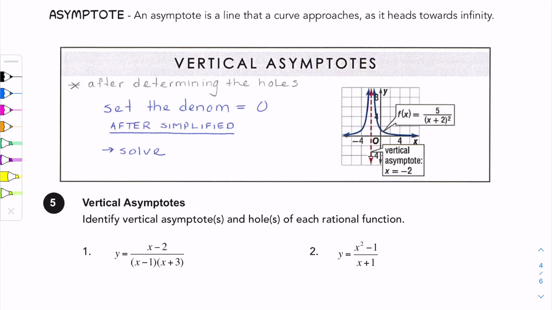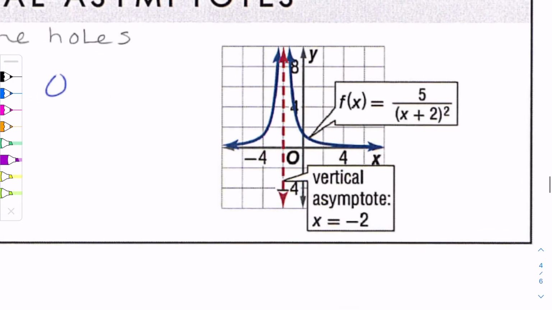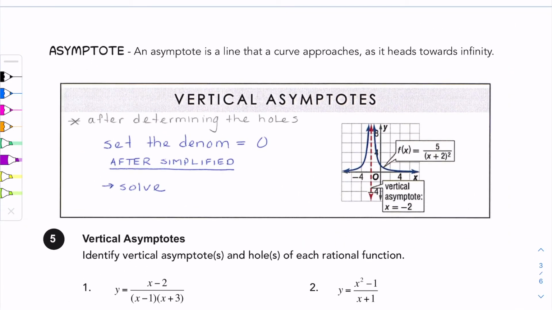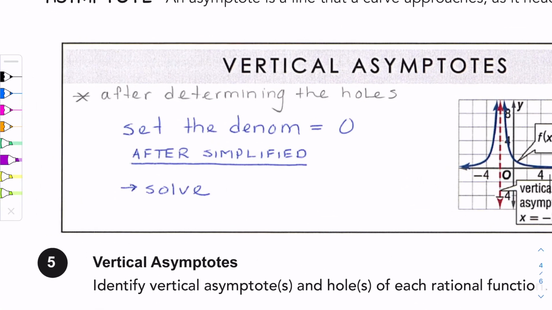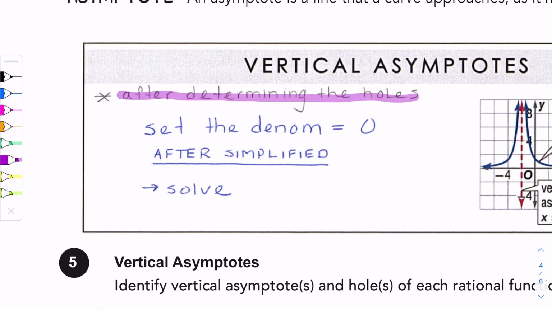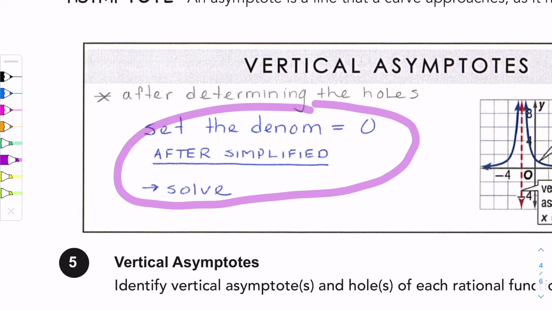You have to find vertical asymptotes after you find the holes because they are found after you simplify or after you take out the hole. You can see that a vertical asymptote is a line that the graph approaches and never touches or crosses. Again, we have talked about these this year, we just have not found them. So here we are actually calculating what they are. Again, it's after you determine the holes. So after you determine the holes, you set the denominator equal to 0 and you solve.